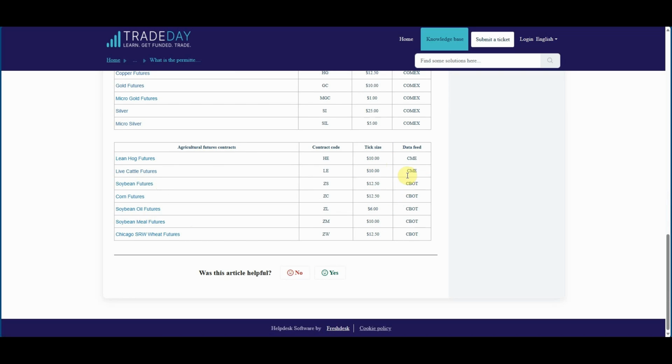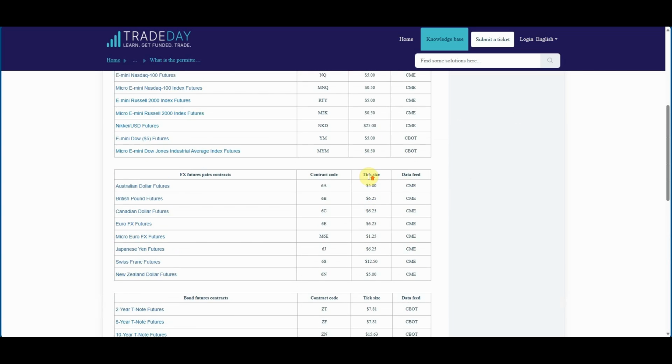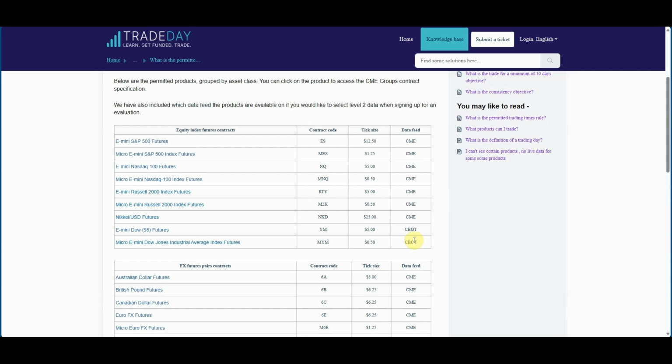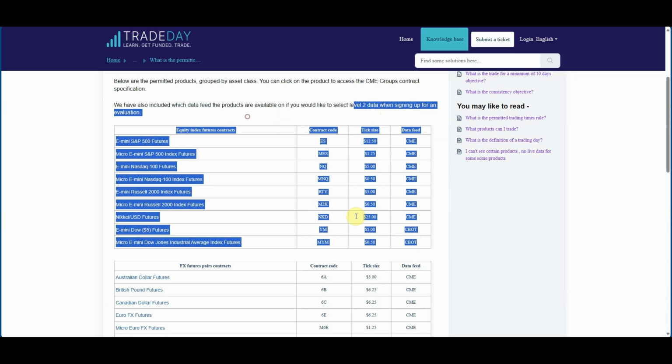Now, checking the data feed, some of these are on CME, some of them are on CBOT. Now, if you want to add level 2 access, so that's when the order book shows you where the limit orders are rather than just the current price bid and ask orders, which is level 1. If you want to see that increased depth, then you do need to sign up for the level 2 data when signing up for your evaluation.